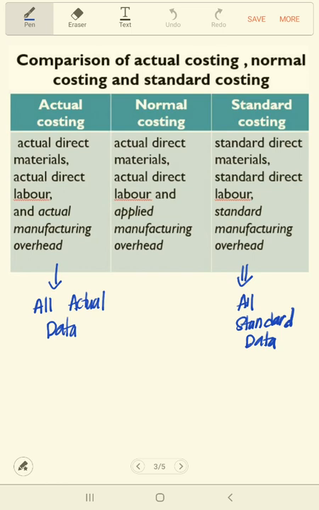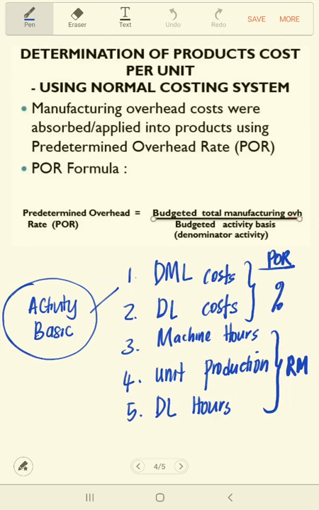Normal costing is the costing that we use to calculate our product cost, because we won't know our actual MO until we have the bill or until some period of time. To determine product cost per unit under the normal costing system, MO is calculated using the POR formula. And what is the formula for POR? POR is the predetermined overhead rate, and the formula is estimated or budgeted total MO divided by budgeted activity base.